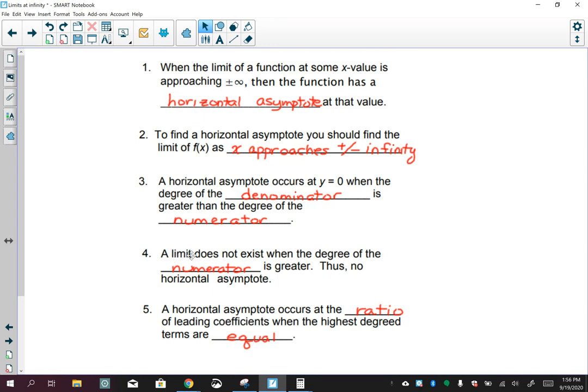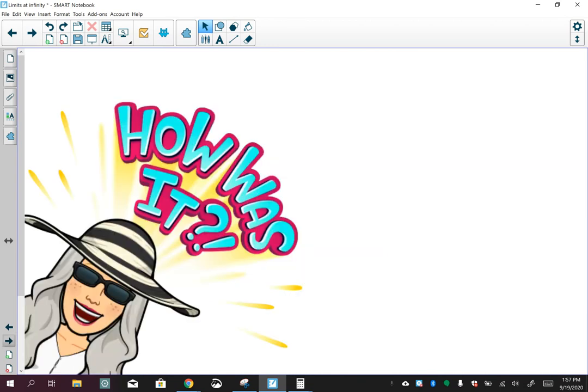Number 4, a limit does not exist when the degree of the numerator is greater. Basically, you have no horizontal asymptote. And number 5, a horizontal asymptote occurs at the ratio of the leading coefficients when the highest degree terms are equal. So this just goes back over the horizontal asymptote piece to clear that up for you. So that brings us to the end of limits at infinity.